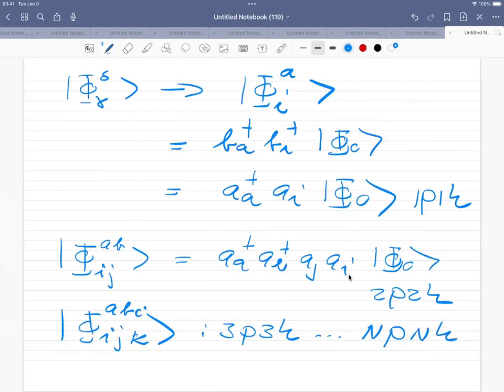Yeah, the two particles, swap them, because I want to have the anti-symmetry. But then you have to swap again here. So you would have a_j, a_k, no, a_k, a_j, and a_i. Yeah.